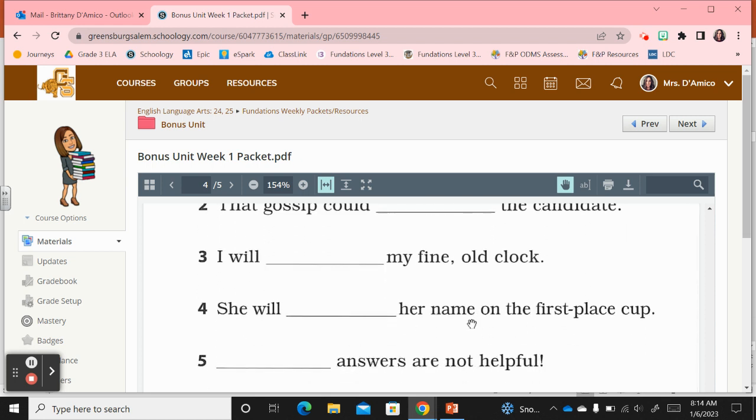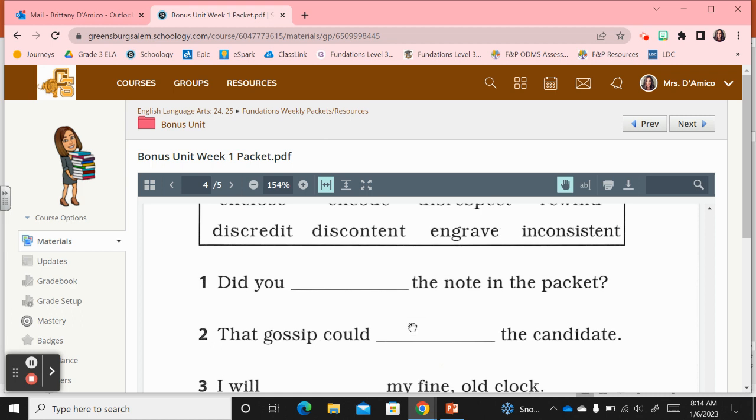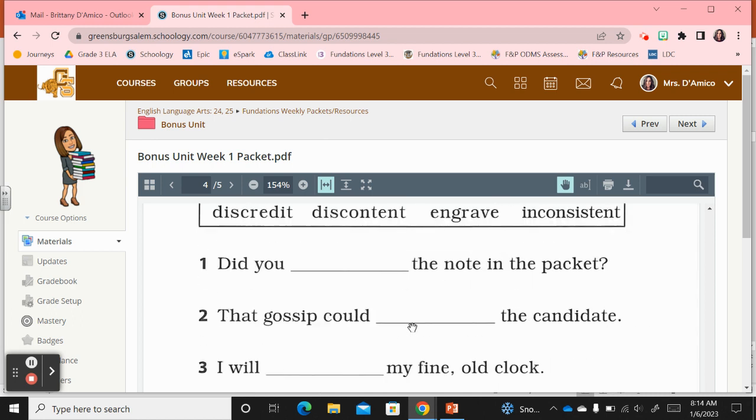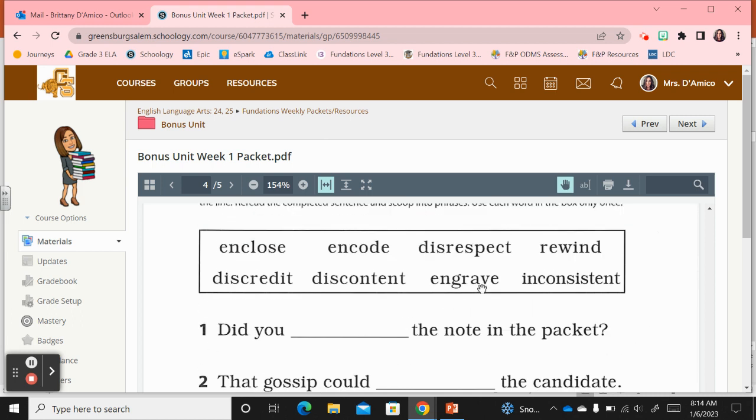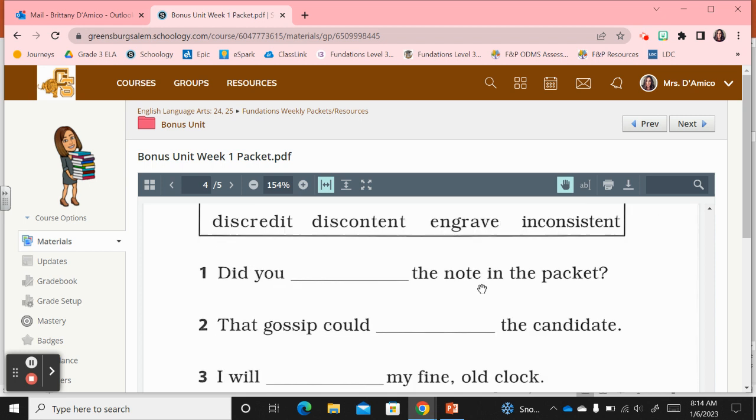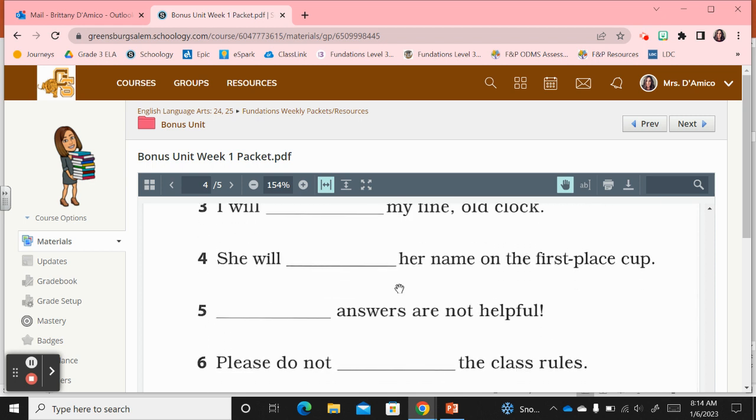Number 4. She will blank her name on the first place cup. She will, to show that it's hers, it's like a trophy. She will engrave her name. That's what I'm thinking. Engrave. She will engrave her name on the first place cup.